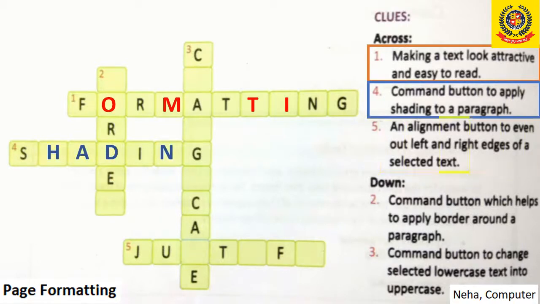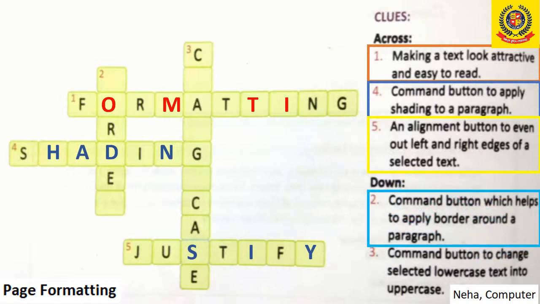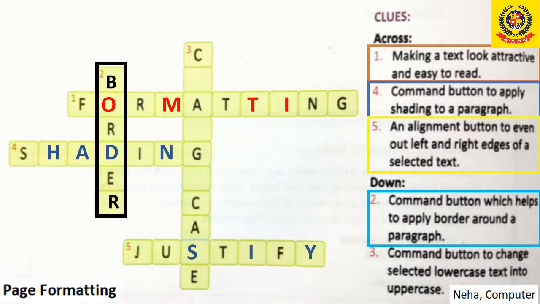Fifth, an alignment button to even out left and right edges of a selected text. So it is justify. Now moving to the down clues. Second, command button which helps to apply border around a paragraph. It is border. Third, command button to change selected lowercase text into uppercase. So it is change case.